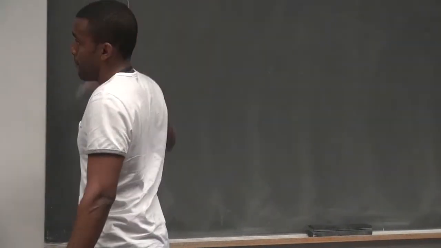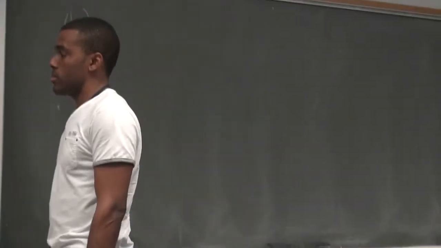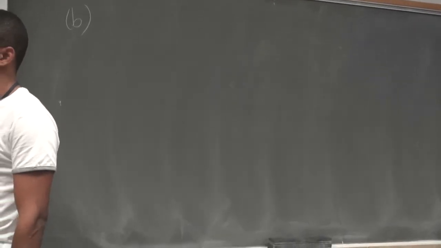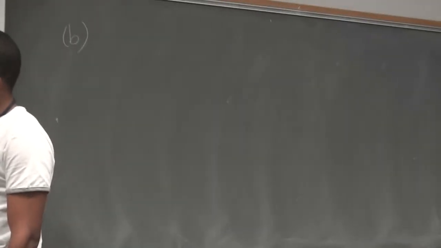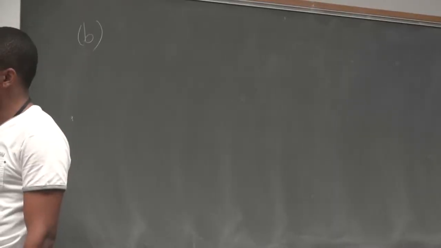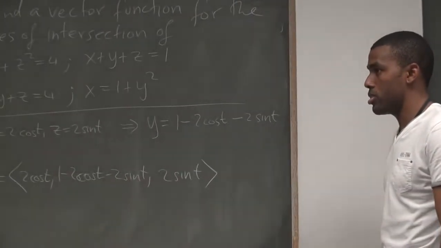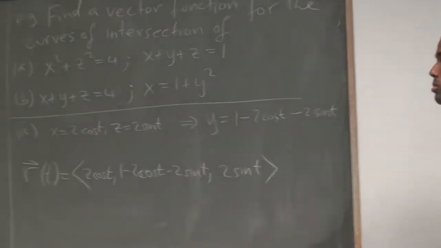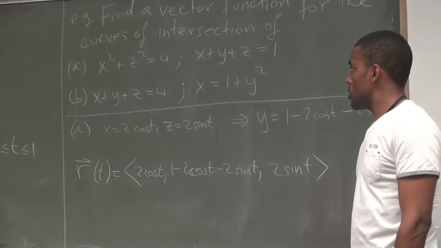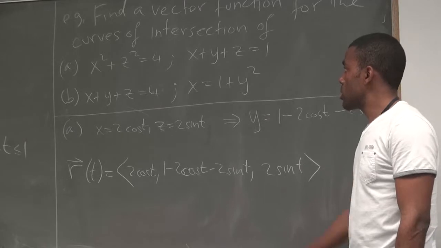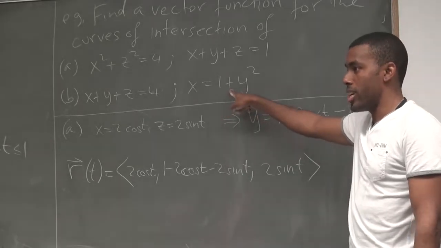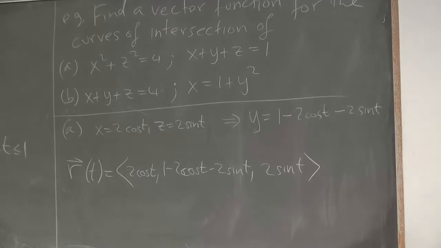How about E? Again, it's the same idea. If you can solve for everyone in terms of one variable, then solve for the third guy in terms of the other two. Here, given this, we don't have to do any fancy parameterization, you just plug in 1 plus y squared for x. And then you can solve for z. And so on.